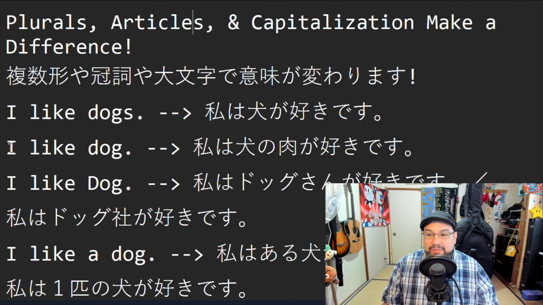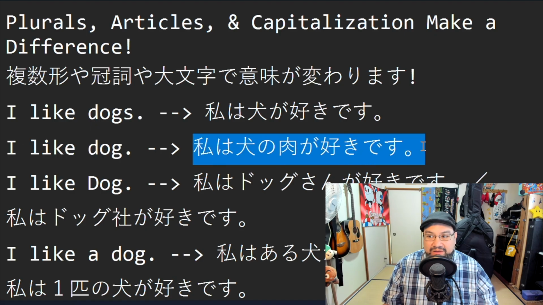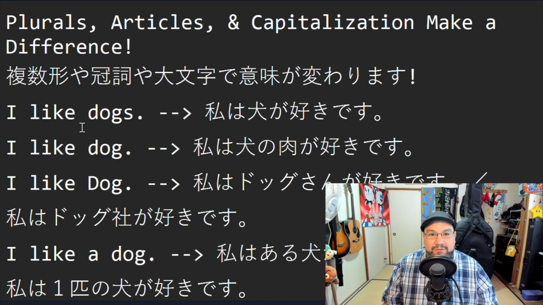So many students say, I like dog. I like dog. But if you say I like dog, it means inu no niku. Why? Because when we say like, it is a general meaning. It's present tense, means always. So we usually say dogs. Okay? I like dogs, because you like the idea of dogs. So I like dogs is inu ga suki desu. Okay? But if you say I like dog, that sounds like inu no niku.